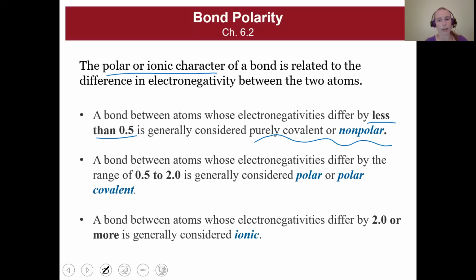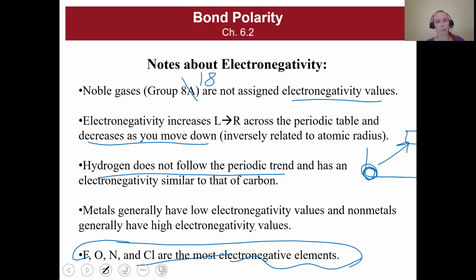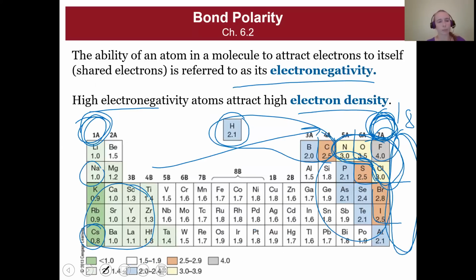When there's a bond between atoms with electronegativities differing by between 0.5 and 2.0, so if we subtract the two electronegativities and we get a number between 0.5 and 2.0, we consider that a polar or polar covalent bond. And if we subtract the two electronegativities and we get a number that is 2 or bigger, then we consider it an ionic bond.